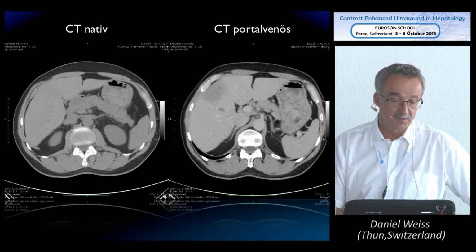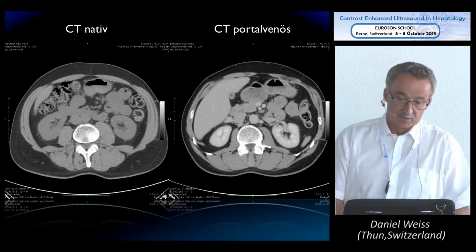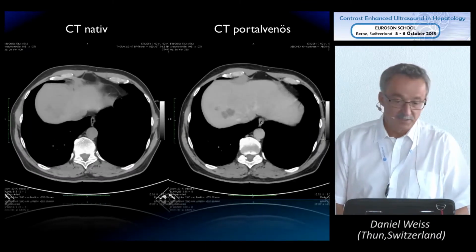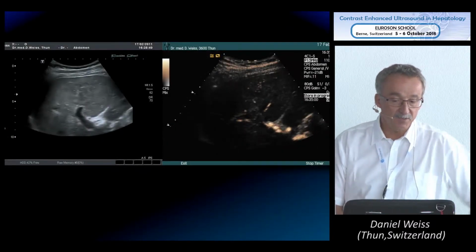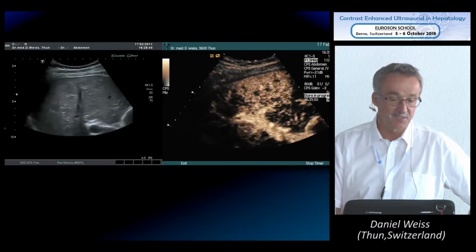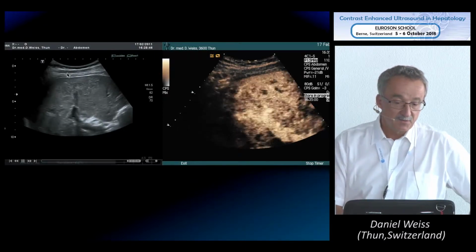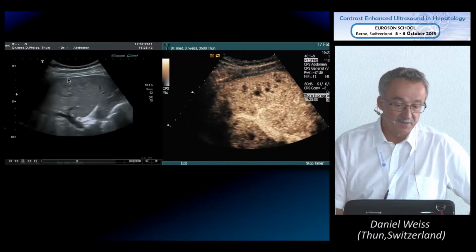The liver is destructed. There is huge destruction in the liver. You see native portal venous. And now I show you what's happening when you inject your contrast agent. But we just focus first on this area in the liver.